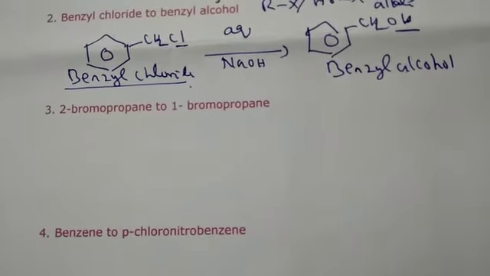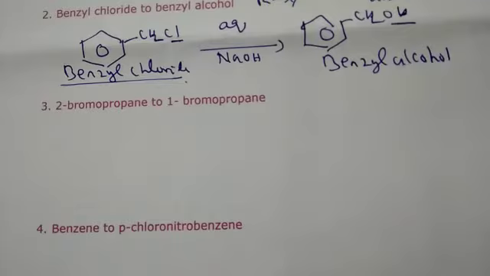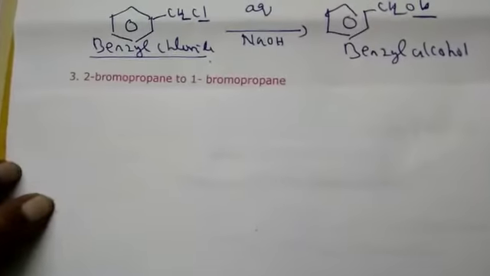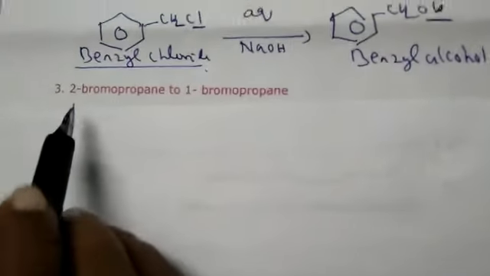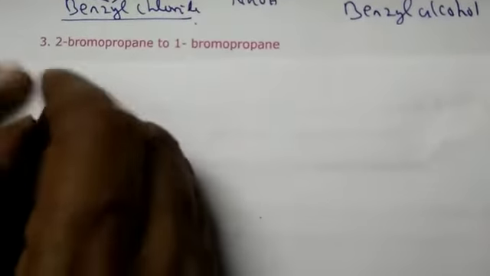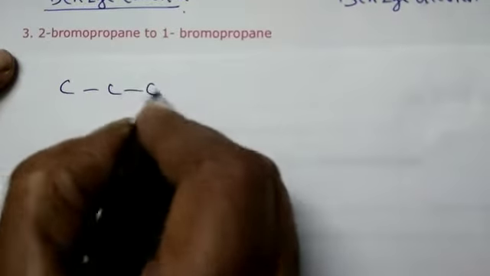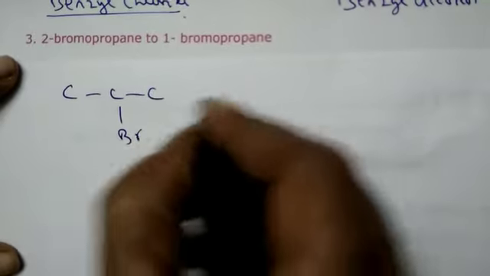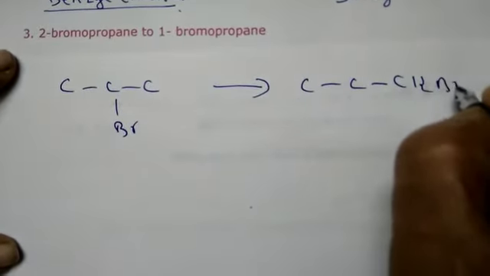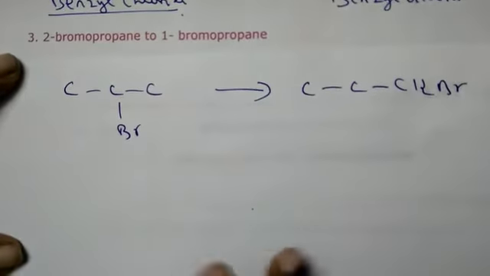Let me see the structure. Here the question is 2-bromopropane to 1-bromopropane. To identify the reactant, I am going to do a rough structure of 2-bromopropane. Now I am telling this is rough. This is 2-bromo, and here it should be converted into 1-bromopropane. So this is what we have to do.